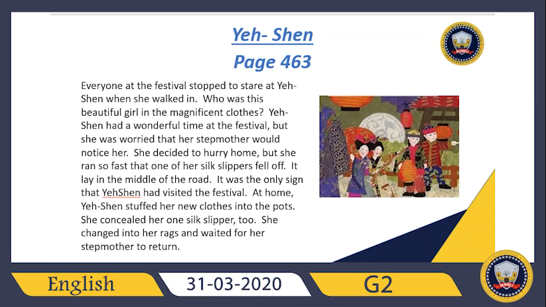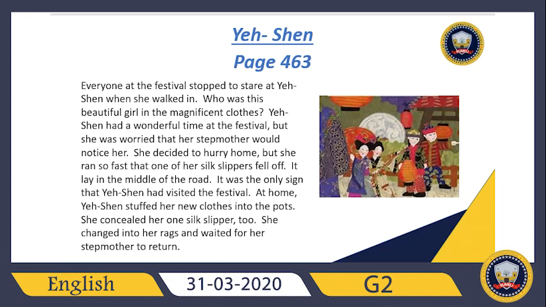But she ran so fast that one of her silk slippers fell off. It lay in the middle of the road. It was the only sign that Yi Xin had visited the festival. So what happened? What tragedy happened? She lost one of her silk slippers while she was going back.